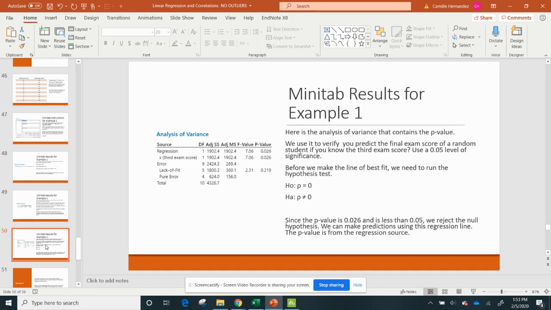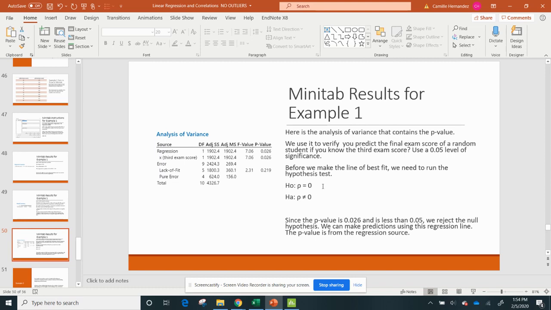I'm not done yet. I really need to see if it's significant. Again, the first step is the hypothesis testing. Remember, for regression, your null is that there is not a significant correlation, and the alternative is that there is a significant correlation. I'm looking at this p-value where it says regression. This is the p-value you're always going to use. The p-value is 0.026, and since it's less than 0.05, we reject the null hypothesis.